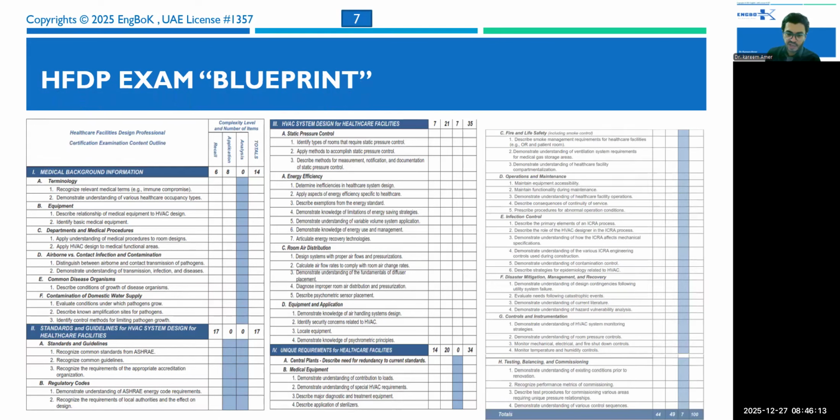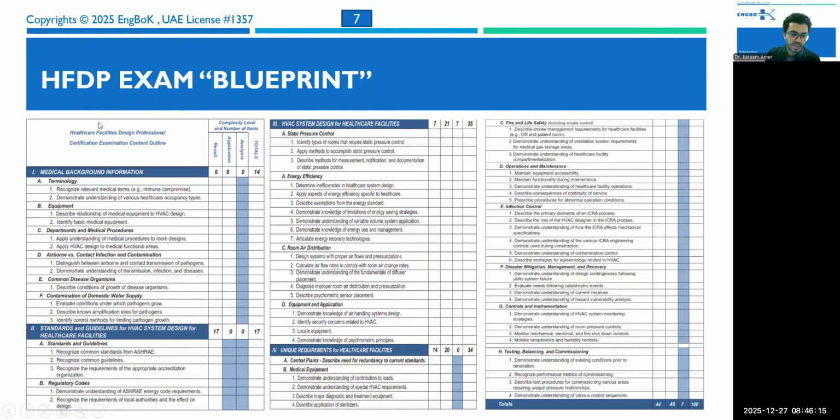Blueprint for the exam as per the ASHRAE Candidate Handbook. The first part is about medical background: you need many basics about medical terminology, equipment, departments in the hospital, airborne and direct contact diseases, infections, and pathogens. The second part is about standards and guides. The third part is about HVAC system design for healthcare facilities. And the last part is about unique requirements like infection control, disaster, life safety, and so on.